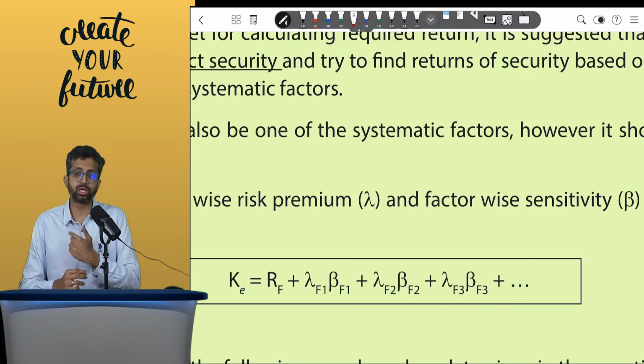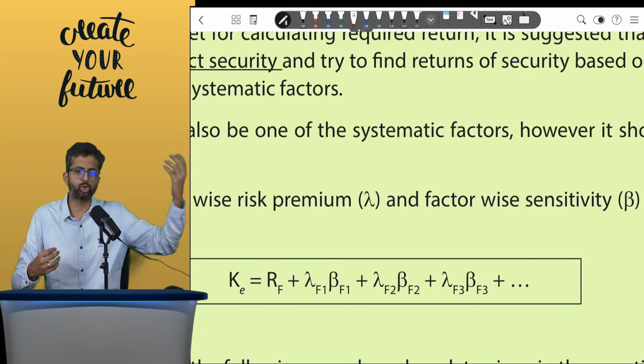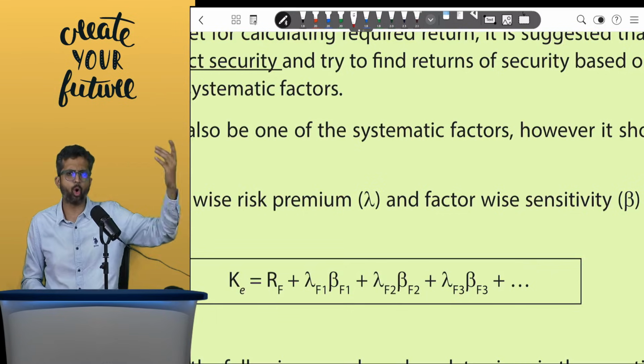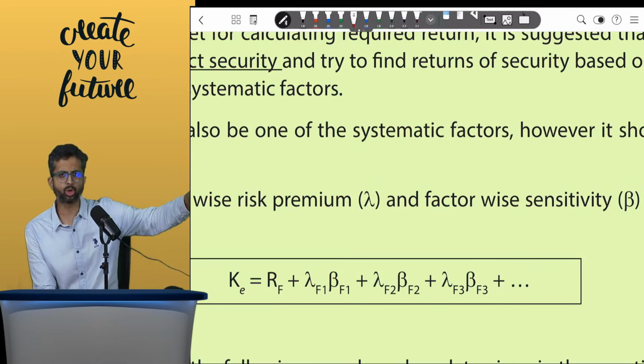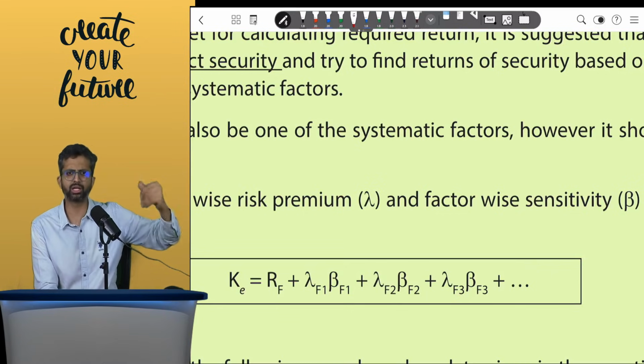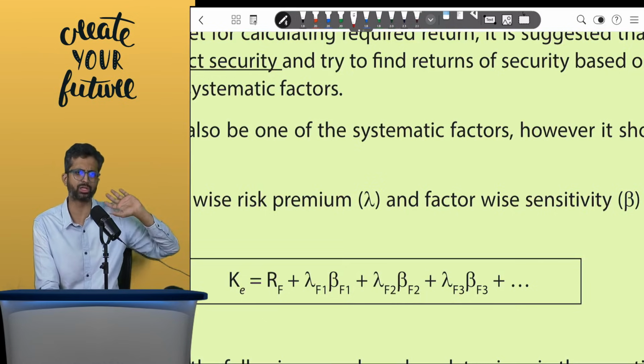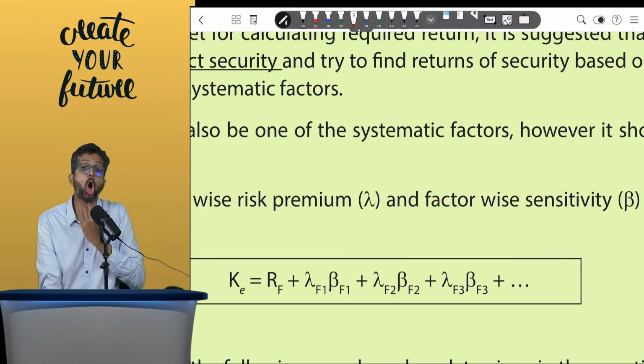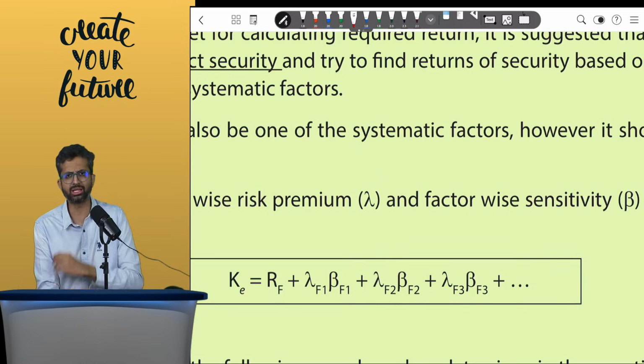Where the lambda over here is the risk premium, it can be calculated in one of two ways. One, like what you do in CAPM: if oil is one of the factors, you take the return on oil prices minus the risk-free rate. If the exchange rate is one of the factors, the return on the exchange rate minus the risk-free rate is the lambda. Or it can be the surprise element, that is, the actual minus expected.